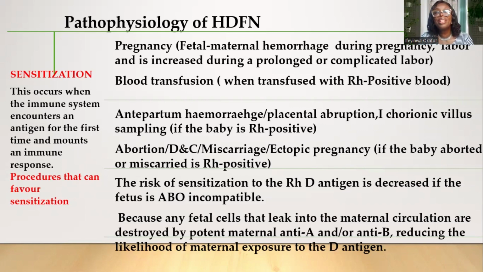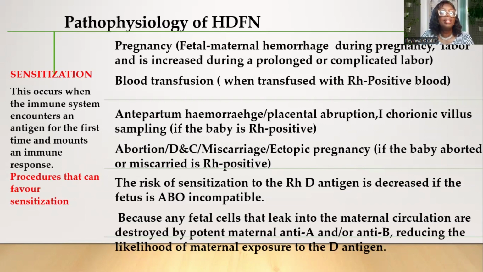There are certain procedures that can favor sensitization, and they are: number one, pregnancy. In pregnancy, there can be fetal maternal hemorrhage during pregnancy or during labor, and this can increase during prolonged or complicated labor. A small portion of the baby's blood can leak into the mother's circulation, sensitizing the mother to produce antibodies against the antigens found on the baby's red cells, but not in the mother's system.